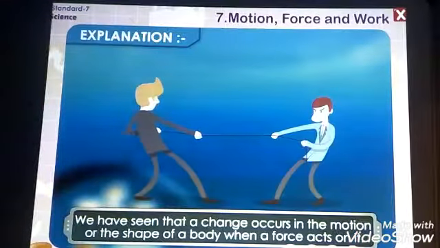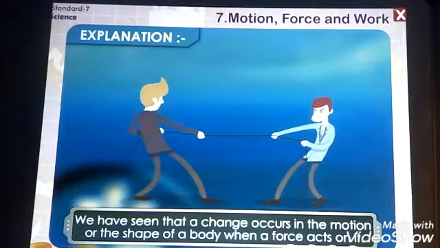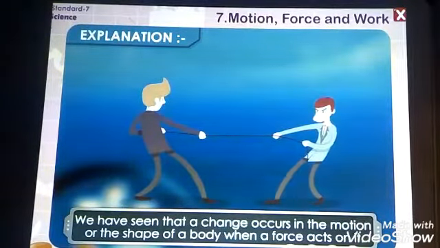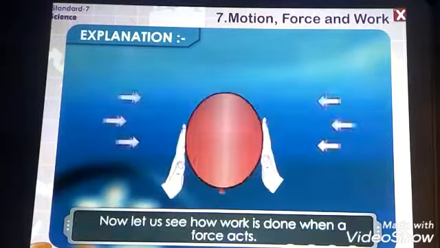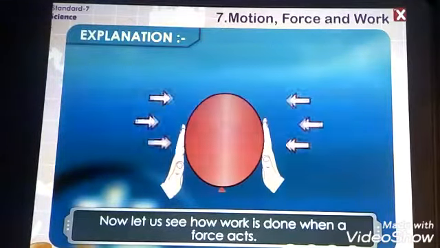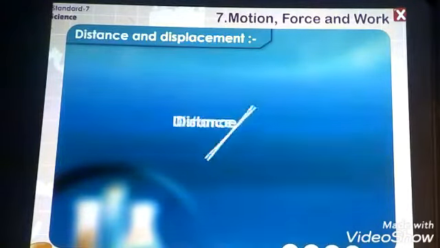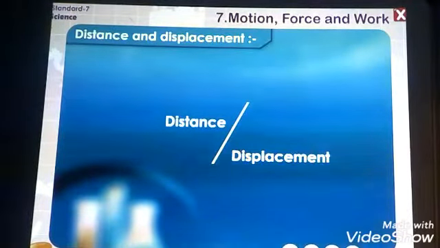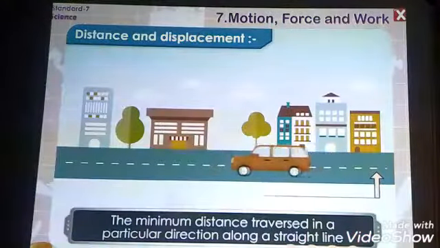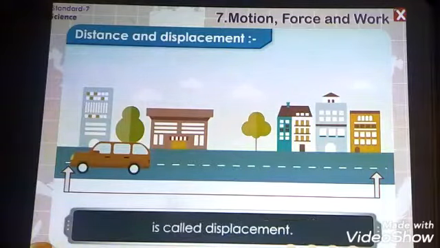Explanation. We have seen that a change occurs in the motion or the shape of a body with a force acting on it. Now let us see how work is done when a force acts. Distance and displacement. The minimum distance transferred in a particular direction along a straight line is called displacement.